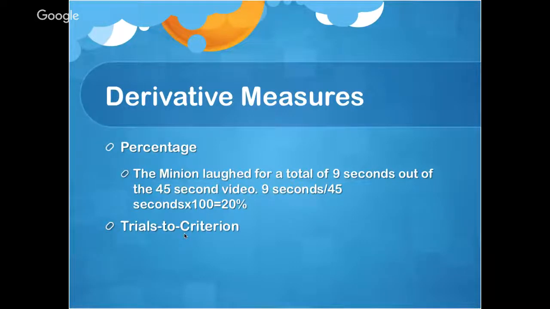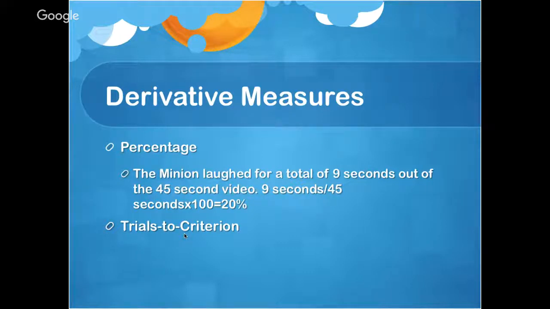So I can already take what I know about the minions. The minion laughed for a total of 9 seconds out of the 45-second video. 9 seconds divided by 45 seconds times 100 is 20%. So the minion laughed for a total of 20% of the 45-second video.